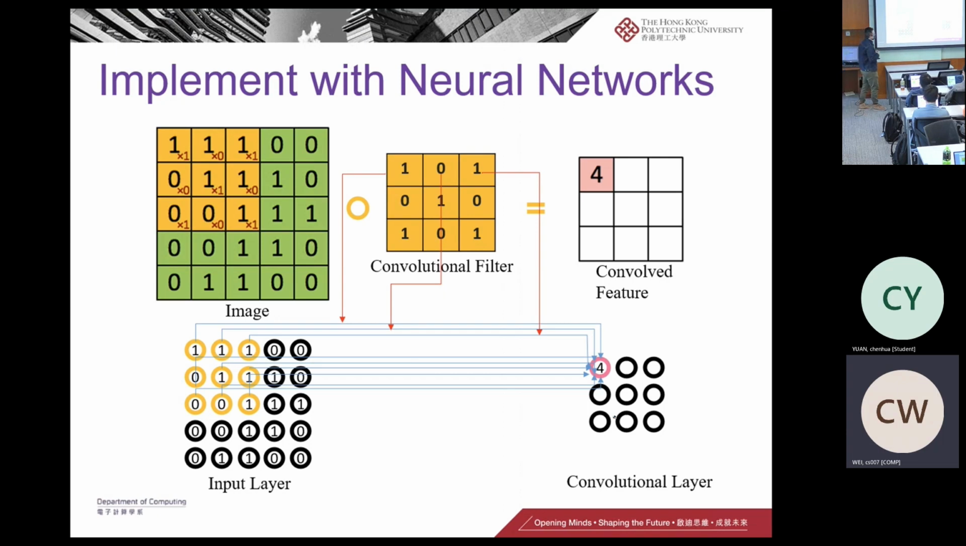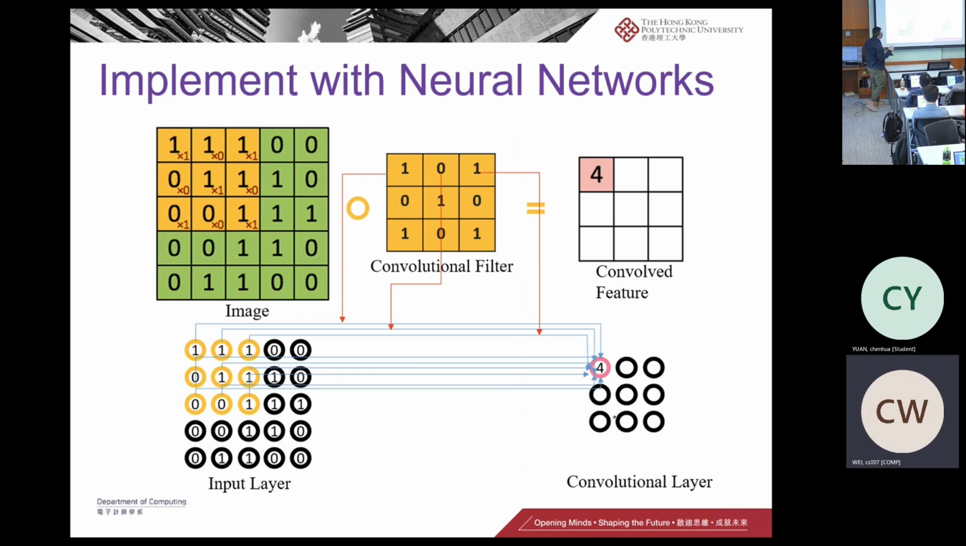So what makes it different is, first, these nine neurons are only connected to here, right? At least this one is only connected to here, and those are connected to there as well, because we're actually moving the filter over the image, right?